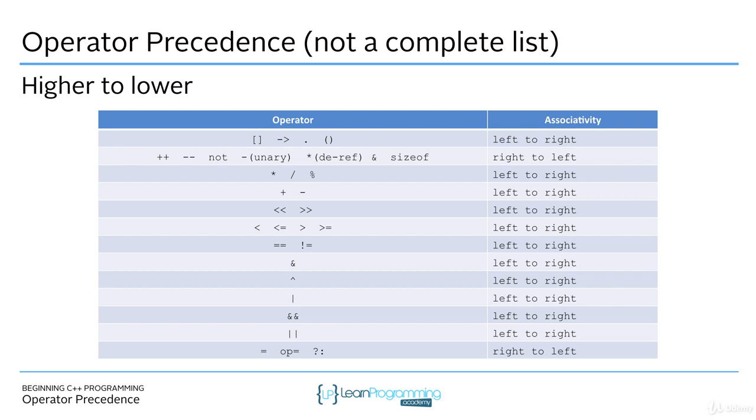Note that there's two columns. The first column shows the operator. The operators on higher rows have higher precedence than operators on lower rows. So as you can see, the assignment operators are down at the bottom, as you would expect, and the parenthesis operator is at the top. Operators on the same row have the same precedence. So for example, you can see that addition and subtraction have the same precedence.